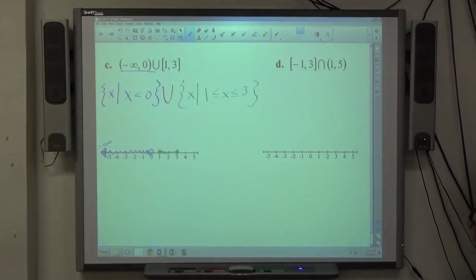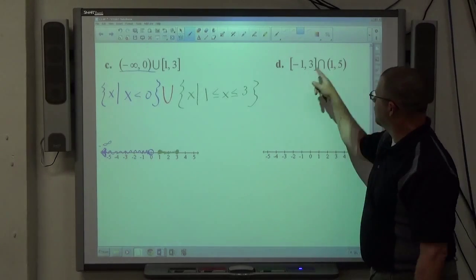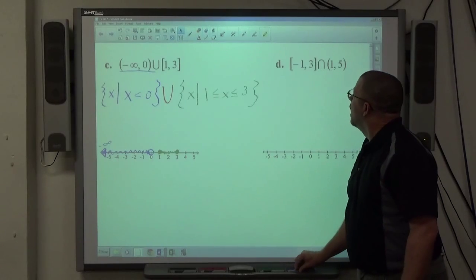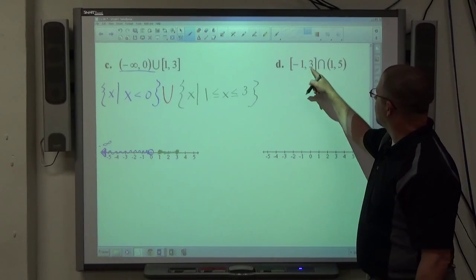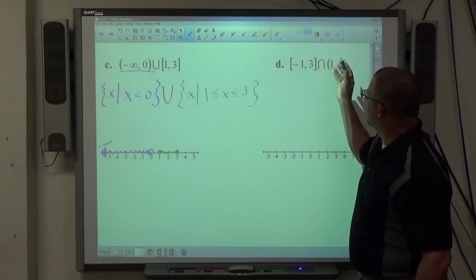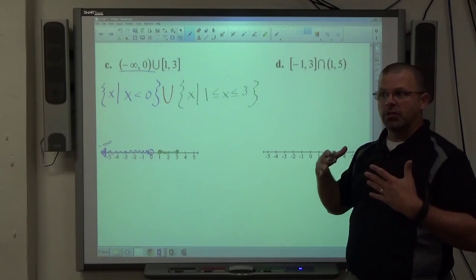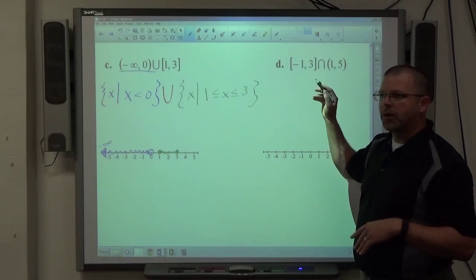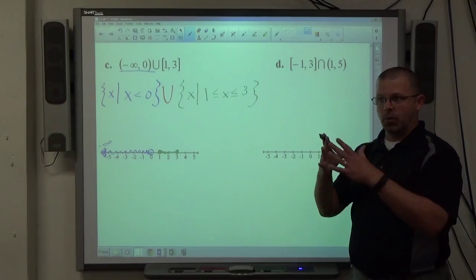And finally, D, similar problem. This one has both finite, or they're still infinite because of real numbers, but they're finite starting and ending points. If we look at -1 up to 3, intersected with 1 to 5. Okay, so let me just show you another idea of intersection that you might like this way. So we'll see. If not, do it however you want to do it. The ending graph would be where they overlap.